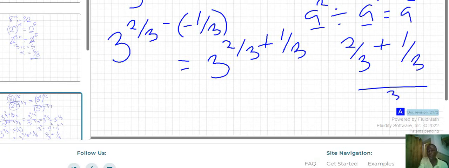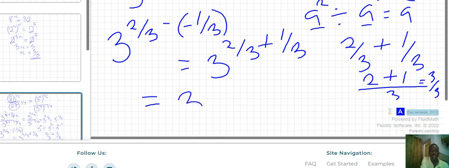3 divided by 3 will give you 1. 1 plus 2 will give us 2 plus, 3 divided by 3 will give us 1. 1 times 1 will give us 1. So we are going to have 3 over 3. And remember, 3 over 3 is going to be 1. So our final result will be equal to 3 raised to power 1, which is equal to 3.